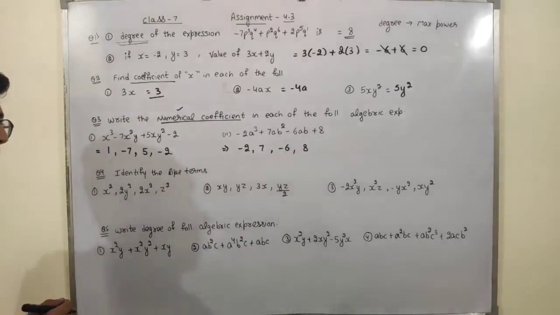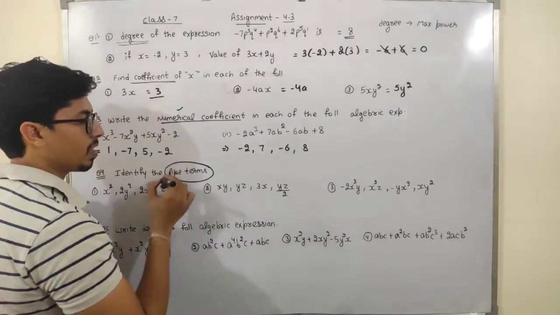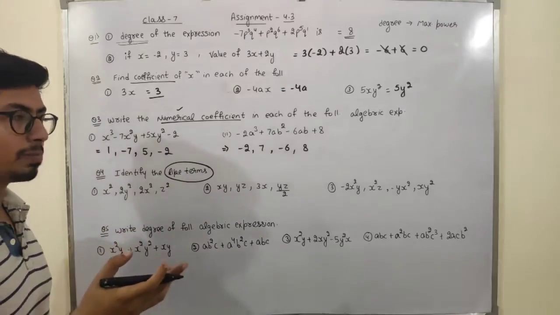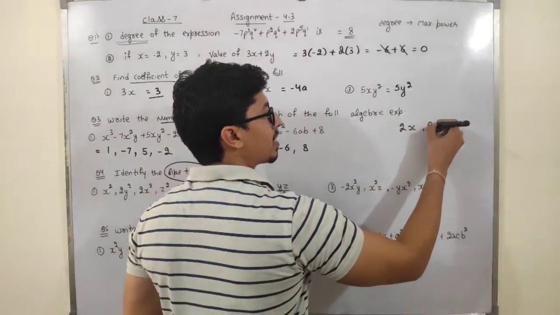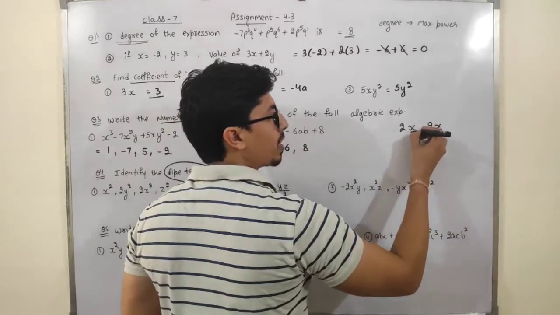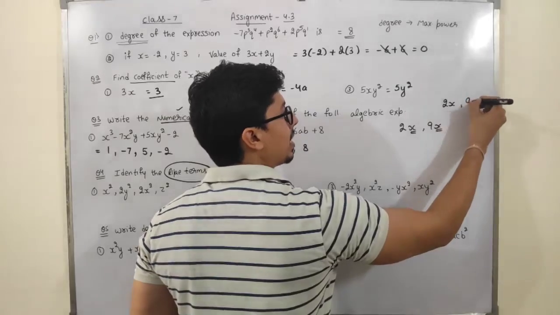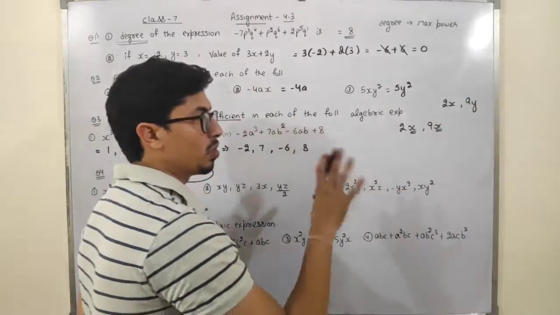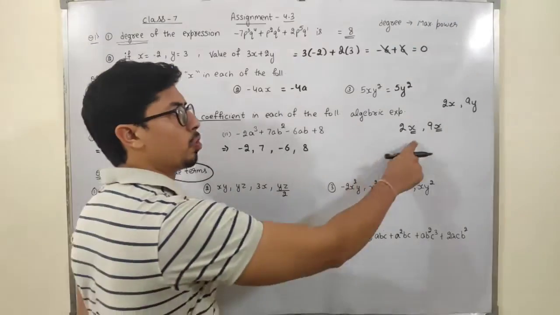Now students, in this I have to identify the like terms. Like terms means that are of same kind. See, if I just write 2x and 9x, x and x both are same, so these are like terms. But if I write 2x and 9y, x and y are different, so these are not like terms. Okay, so the variables should be same.